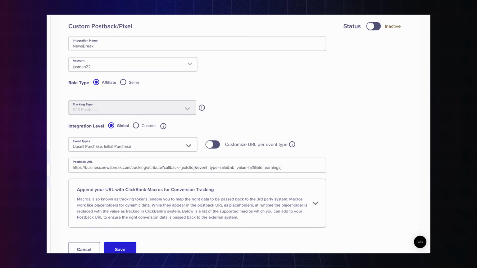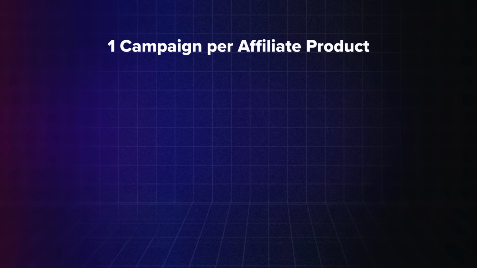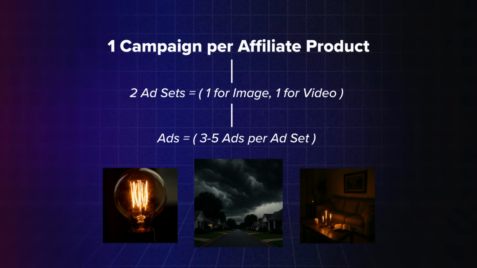Now we can create a campaign for our chosen affiliate product. A good rule of thumb for your campaign structure is 1 campaign per affiliate product, and then under that, at least 2 ad sets, 1 for images, 1 for videos, and then at least 3 to 5 ads per ad set. In my case, the ad set that I created for the Loss Generator was focused on just image ads and the angle of blackout.